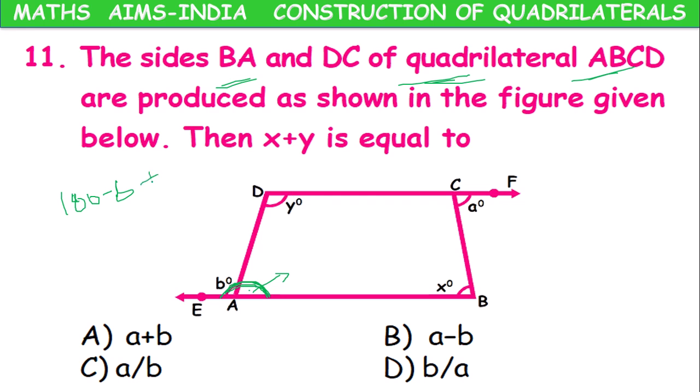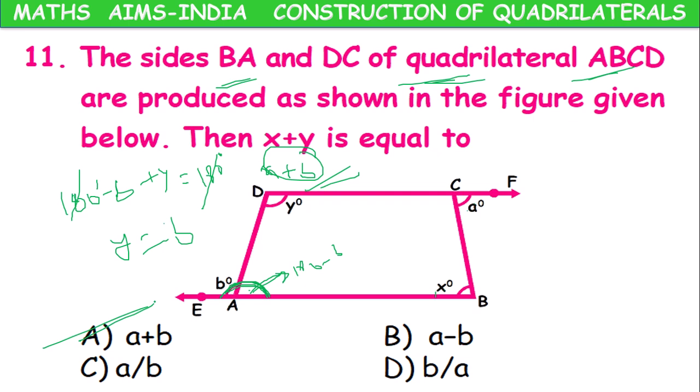plus Y. In a quadrilateral, the adjacent angles are supplementary. This part is 180 minus B, and these two parts, 180 minus B plus Y, equal 180 degrees, because adjacent angles are supplementary. So 180 cancels, minus B comes to this side, Y equals B. So here also x will be equal to A. So x equals A, Y equals B. So x plus Y will become A plus B. So the answer is option A.